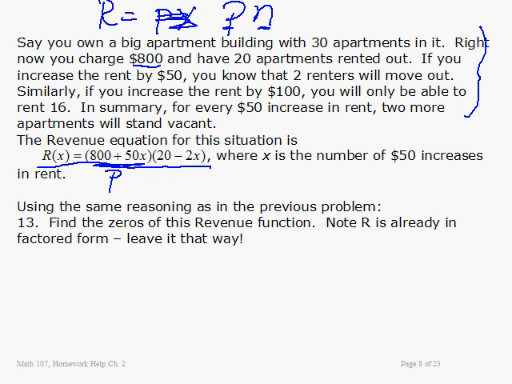Okay, so this is the price part. Here is the number rented. Right now 20 people have rented it, but if you raise it by 50, 2 of those apartments are going to become vacant and you won't be able to rent them. So you'll have to subtract 2 for every $50 increment you raise, and that's what's going on here. The x is not the number sold, it's the number of $50 increments you decide to raise the rent. For example, if x is 1, you raise your rent to $850. If x is 2, you raise the rent to $900. If x is minus 1, you'll drop the rent to $750.